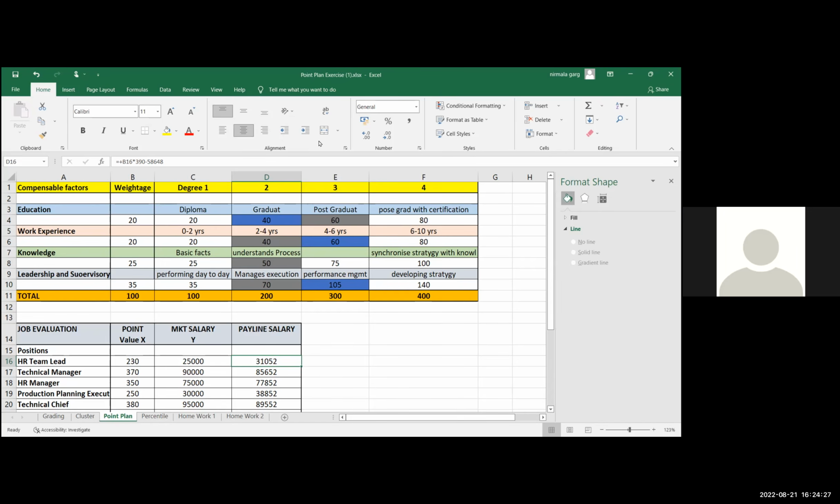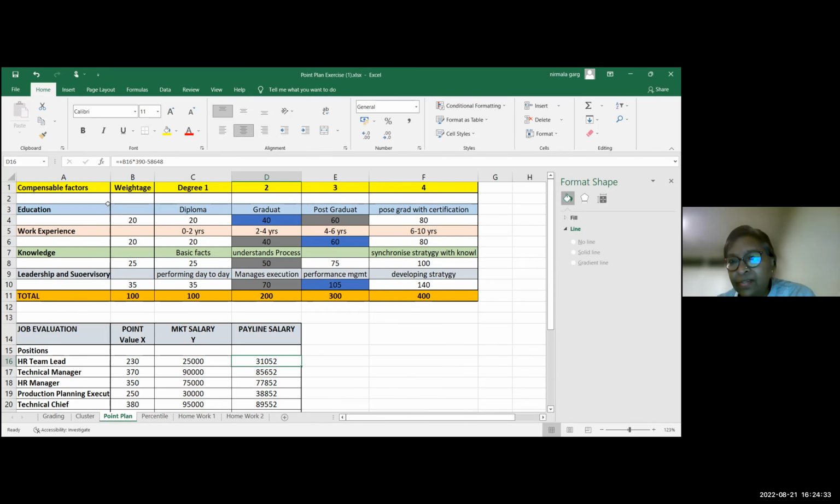What is very common here? Identifying compensable factors. That's a common thing. Step 1, in point plan, what are we doing? Step 1, identifying compensable factors. And what factors have I identified, so that I know people are awake? Quick. Education, work experience, knowledge, leadership, and supervisory. Great. Okay, so these are the 5 compensable factors, because I feel that these are the 5 compensable factors across all the jobs. They exist, they also vary, and it is demonstrated.